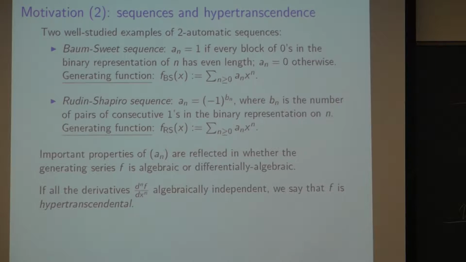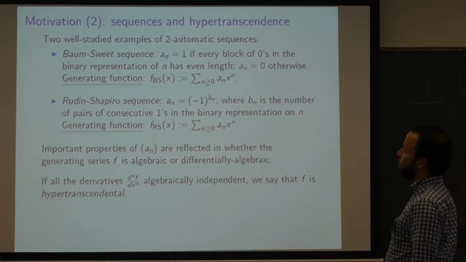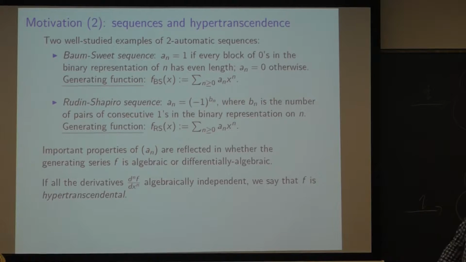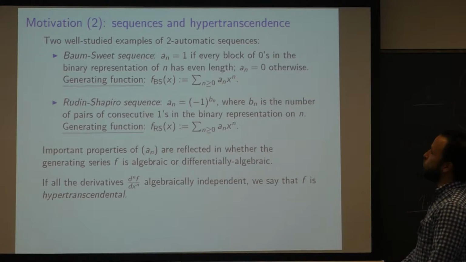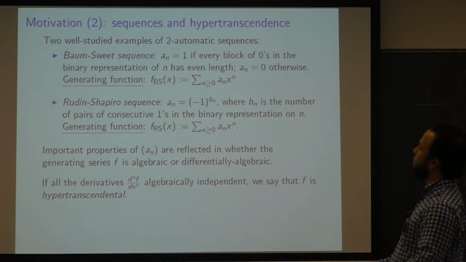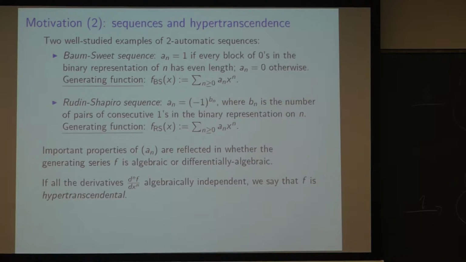So here are two examples of sequences that arise from some of these things. So the paperfolding sequence, I can define it without talking about finite automata. The nth element of the sequence is going to be 1 if every block of zeros appearing in the binary expansion of n has even length. Otherwise, the nth term of the sequence is 0.